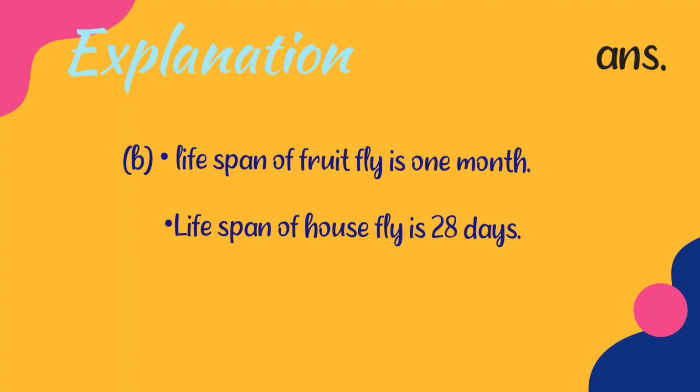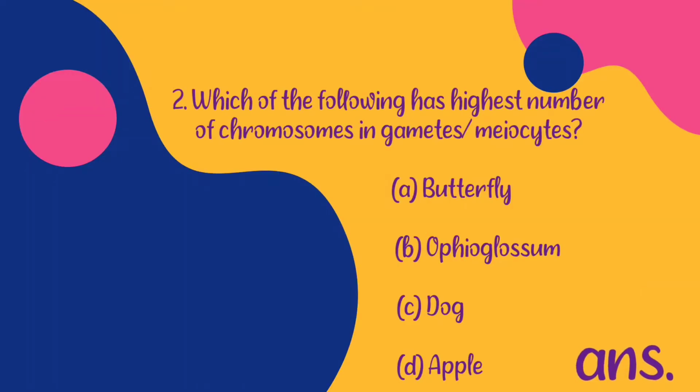Explanation. B. Lifespan of fruit fly is 1 month. Lifespan of housefly is 28 days. Second. Which of the following has highest number of chromosomes in gametes/myocytes? A. Butterfly. B. Ophioglossum. C. Dog. D. Apple.